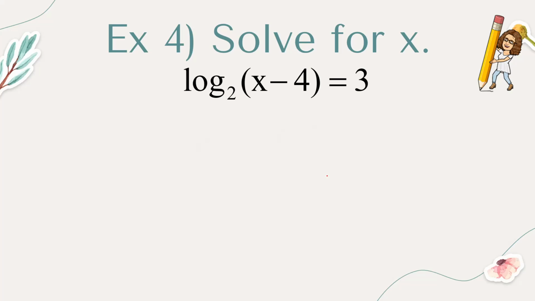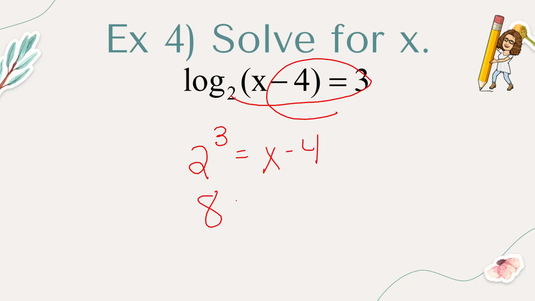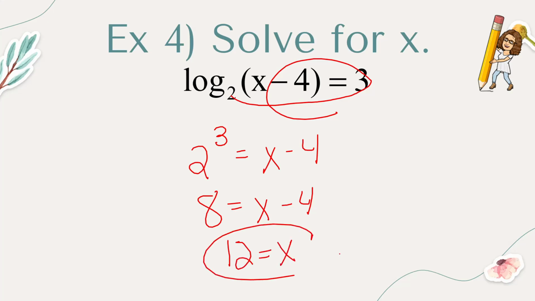Okay, a little bit harder now, right? So now notice we have a bunch of stuff inside the log. Not much different. We're still going to convert to exponential first. We're just going to have to do a little bit of solving when we're done. So we're going to start at 2 to the 3rd equals x minus 4. Just like that. 2 to the 3rd, we know that's 8. So adding 4, I'm going to get 12 equals x. And I'm going to plug it back in. 12 minus 4, that is 8. And that is not 0, nor is it negative. So we're all good there.